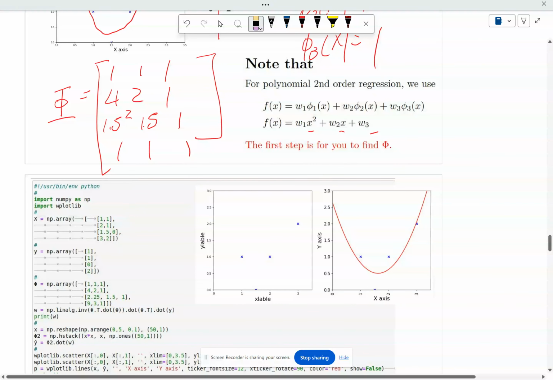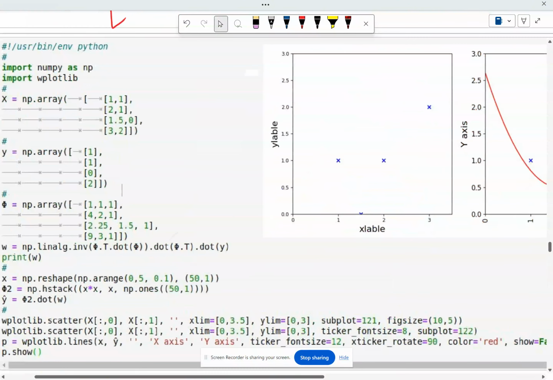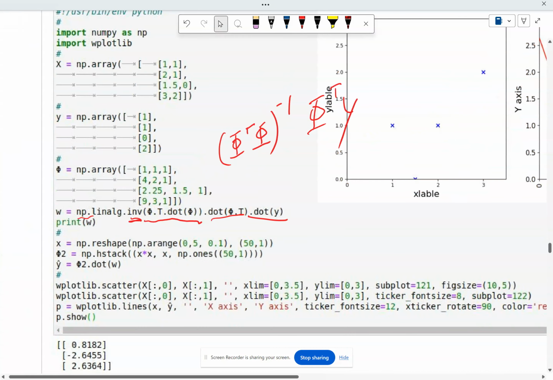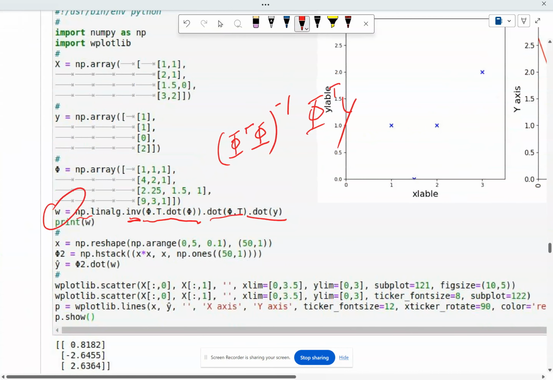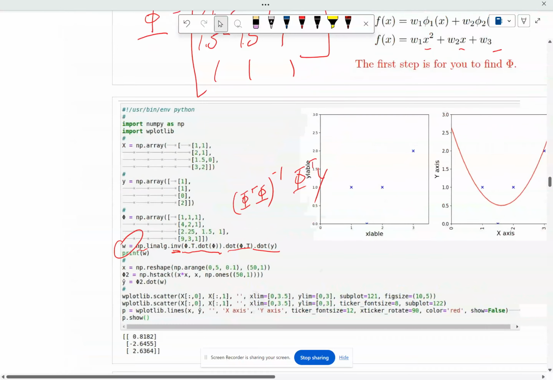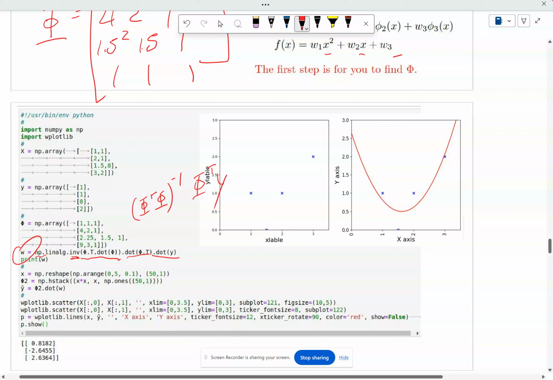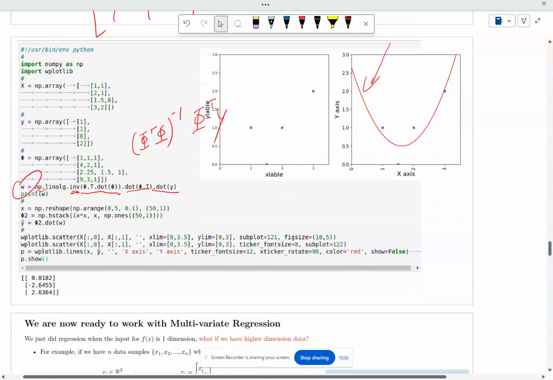Once we have the phi matrix, all we have to do is take phi transpose phi inverse, and then multiply by phi transpose y. And that's your weight. That's it. And the problem is solved. It is actually really, really easy. Once you solved it, I draw this red line to see the closest fit, and that's it. The second approach is actually quite easy.